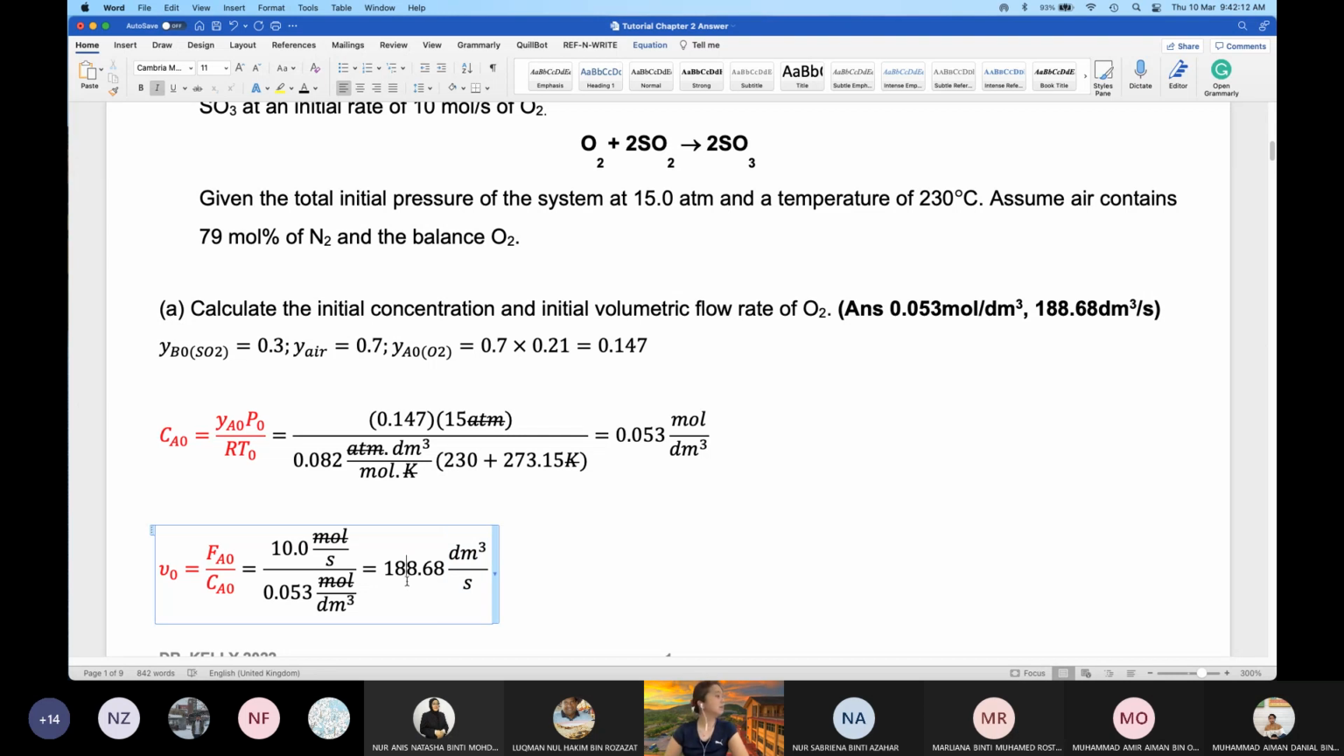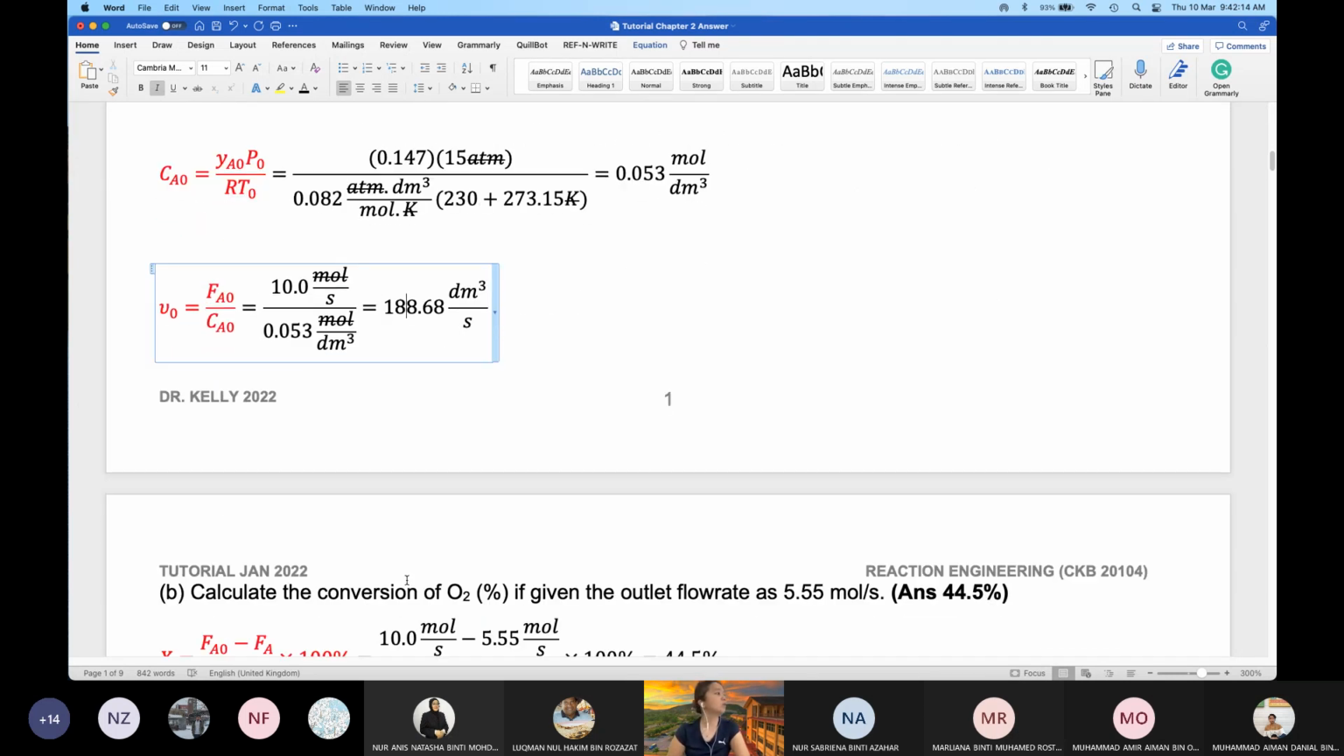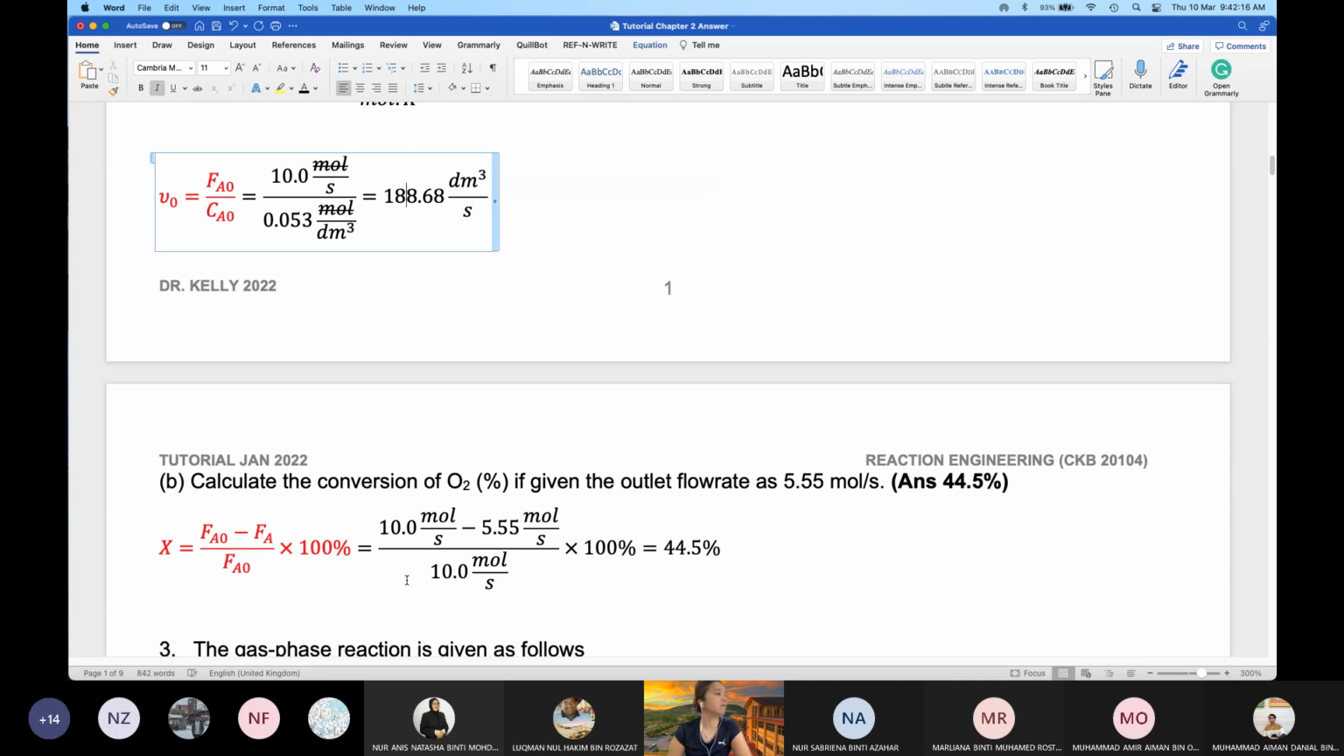Okay, so that's all for question. There's one more question for part B. So they say calculate the conversion of oxygen gas if given the outlet flow rate as 5.55 mole per second. So they want us to find conversion, but they want the conversion in the form of percentage. Okay, and they beri kita outlet flow rate 5.55 mole per second.